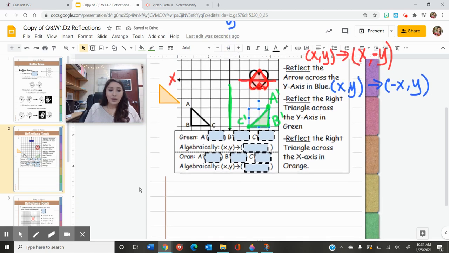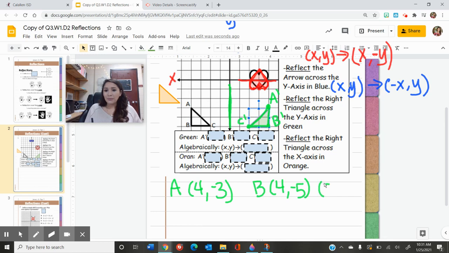Okay, so now very quickly, I want you to go ahead and pick the points off of your original triangle. So here at A, we have it at 1, 2, 3, 4, and down 3. So A is at 4, negative 3. B, we have at 4, negative 5. And C, we have at negative 2, 5. This should be negative 4, negative 5, and negative 4, negative 3. Negative 2, negative 5.